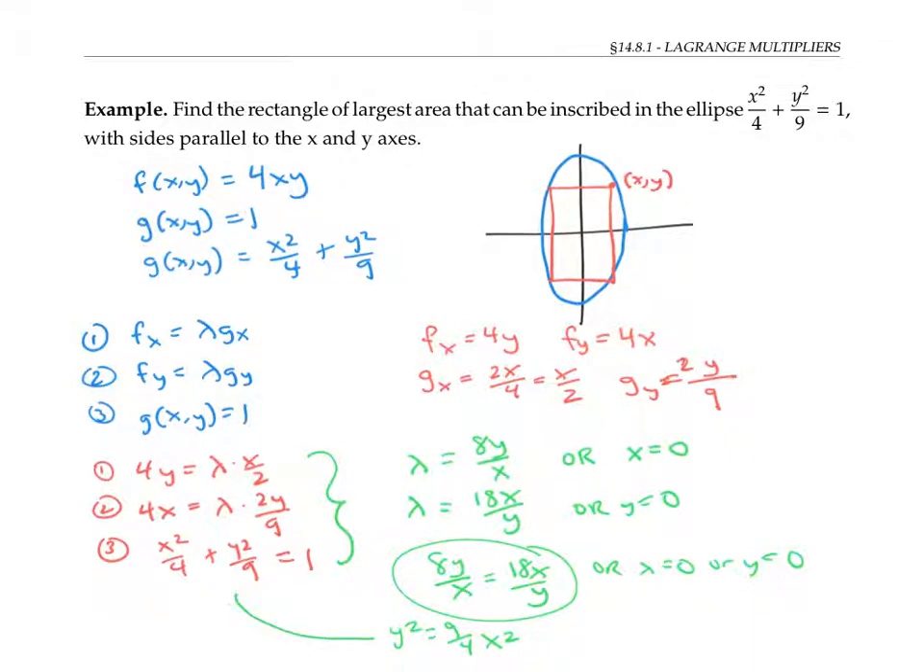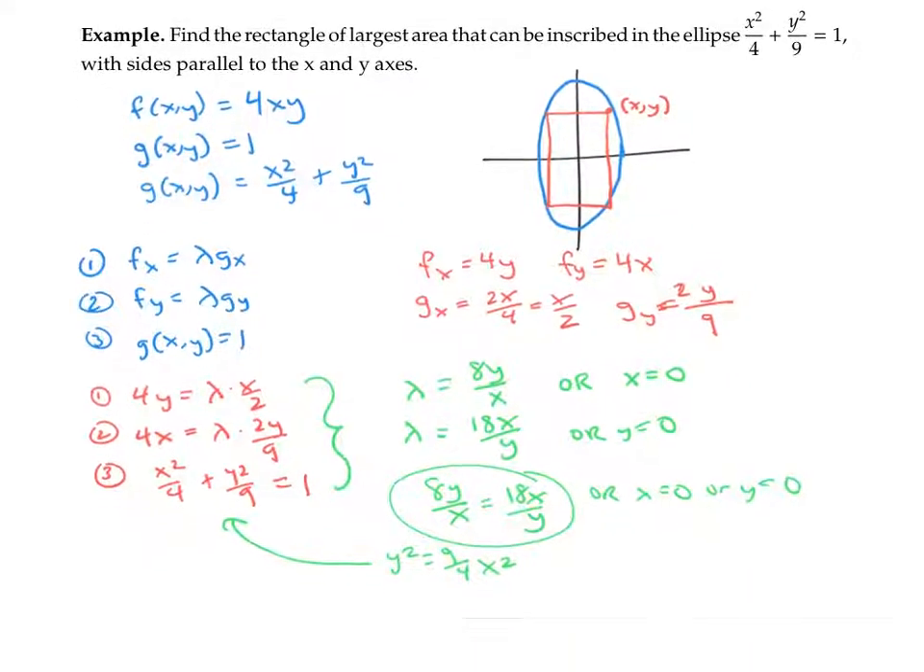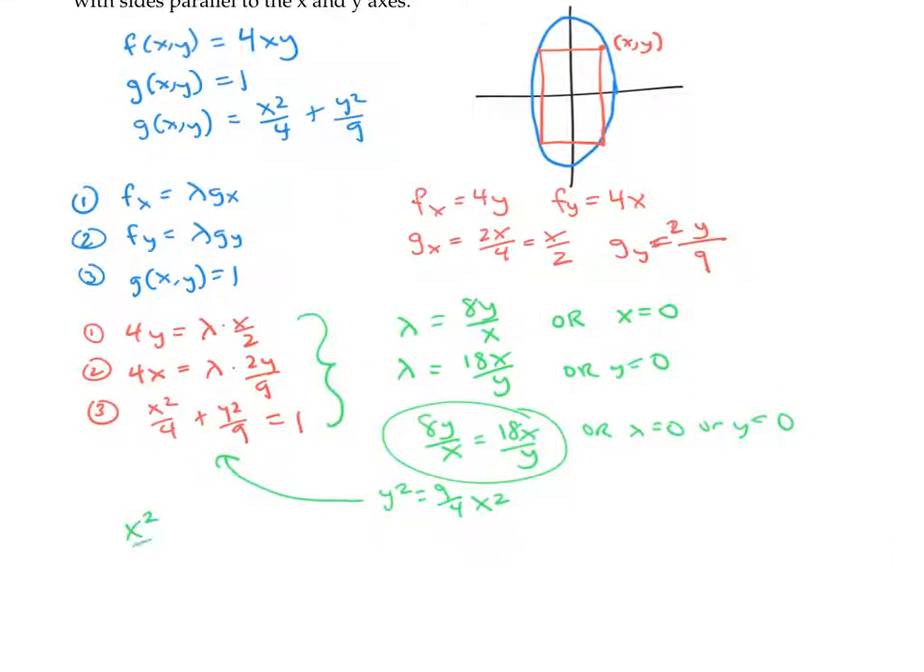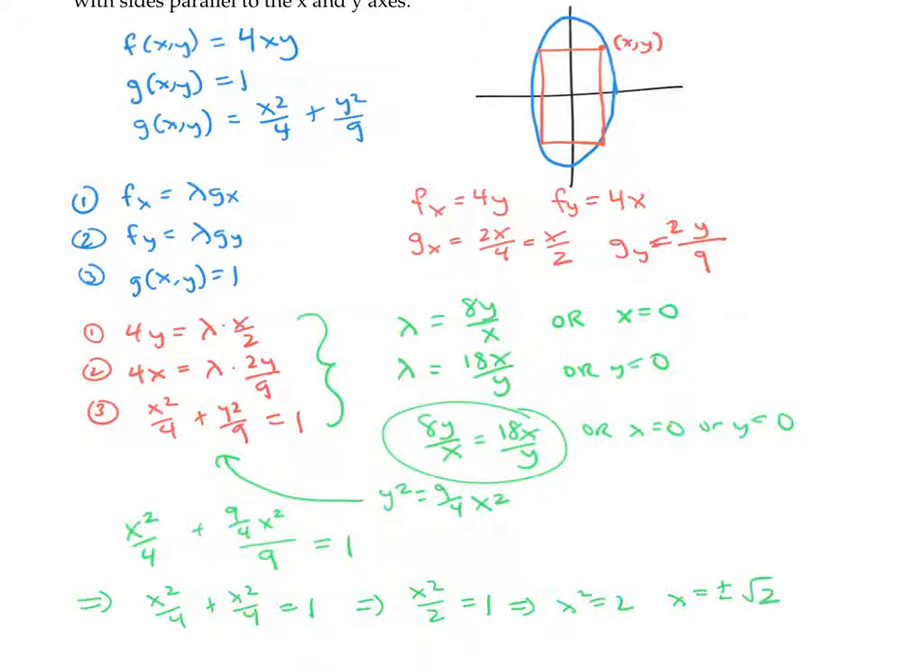And if I now plug back into my third equation, I get that x squared over 4 plus 9/4 x squared over 9 is equal to 1. That simplifies to x squared over 4 plus x squared over 4 equals 1. So x squared over 2 is 1. So x squared is 2, and x is plus or minus the square root of 2. Plugging back into equation 3 again and doing some minor arithmetic gives us that y squared is equal to 9/2. So y is plus or minus 3 over square root of 2.